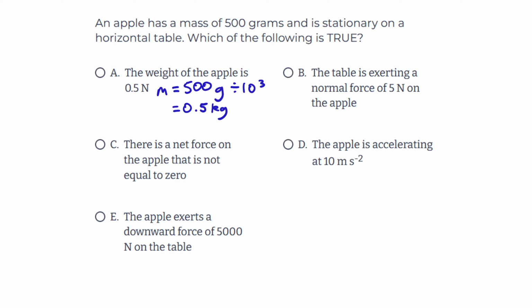Now let's substitute our values into the equation. The weight force is equal to 0.5 times 10. We get an answer of 5. So we know that option A is false, as the weight of the apple is 5 newtons.